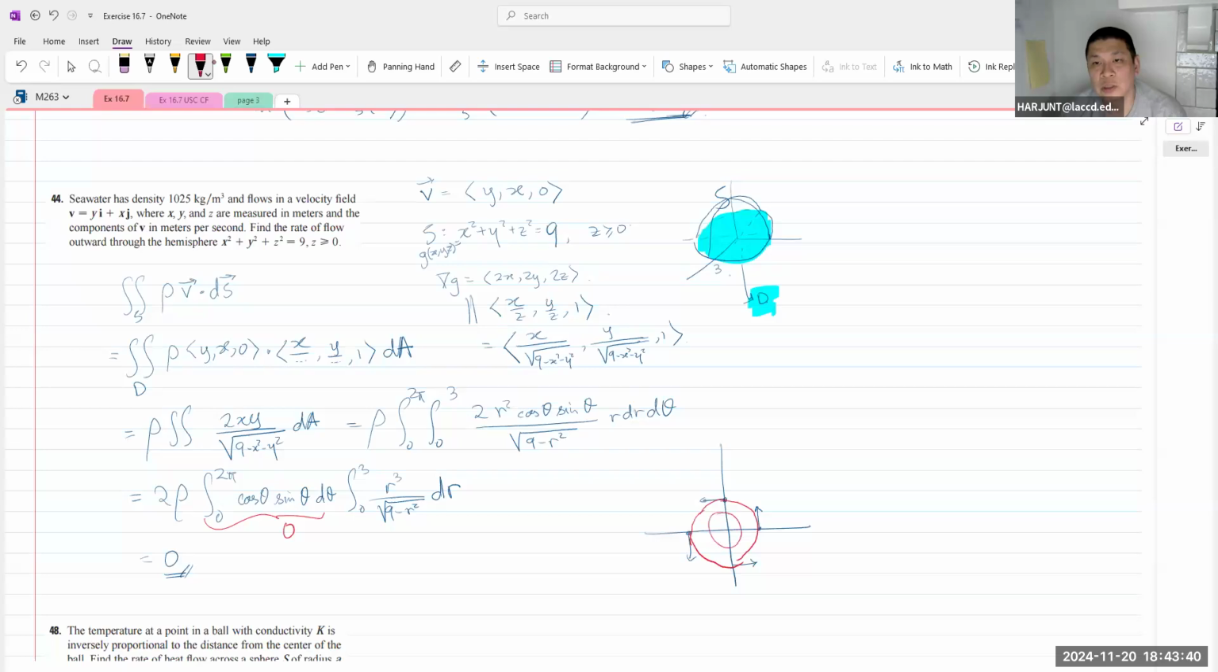The water is actually just circling there. You know, it's just circling there. There's no water coming in or coming out through that surface. Okay, at least in total.